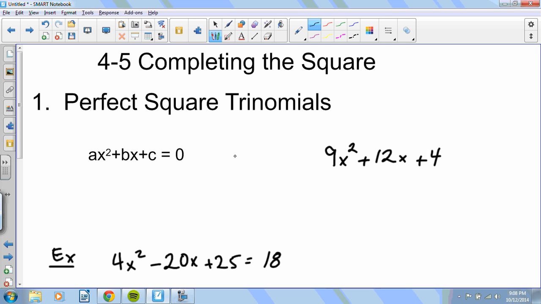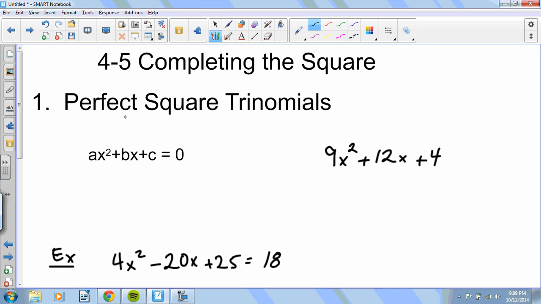So before we do the completing the square stuff, we have to go back and talk about perfect square trinomials a little bit and what they are. Over here on the left-hand side, we have the general form of our quadratic equation, ax squared plus bx plus c equals 0. And over here I have a specific example. I'm going to use that to illustrate this a little better.